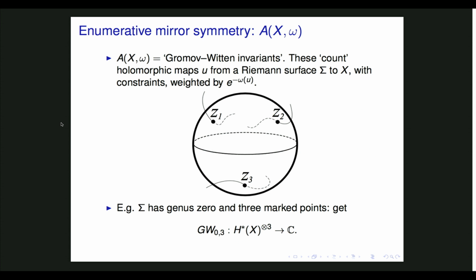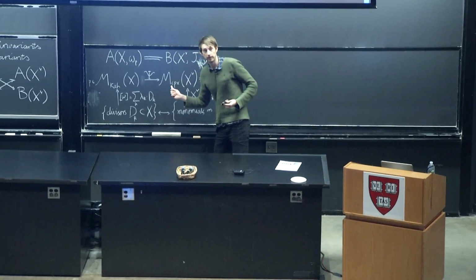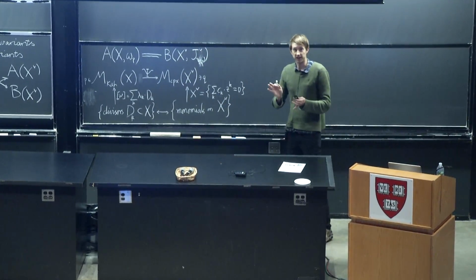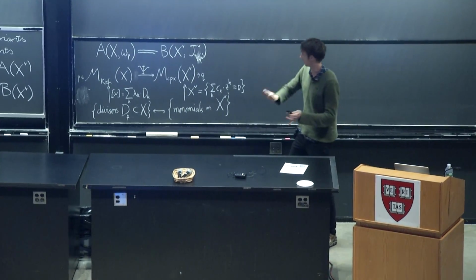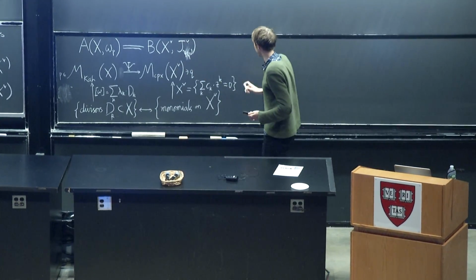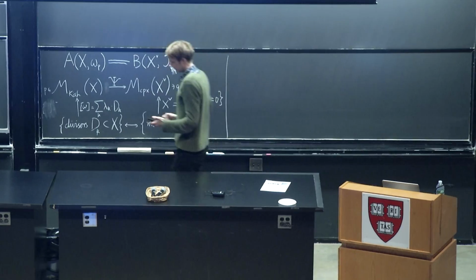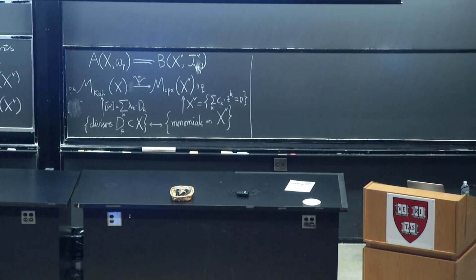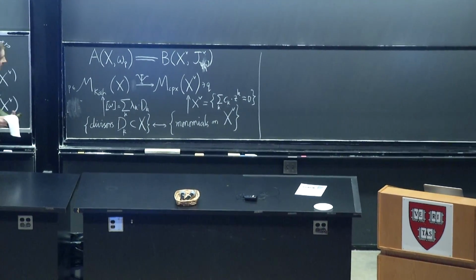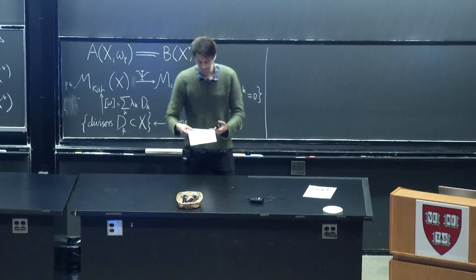So now that I've explained to you how the parameters on which our invariants depend correspond to each other, I'm going to start telling you about the invariants themselves, these A of x omega and this B of x check. So I'm going to make a kind of chart of the different kinds of invariants A and B that we consider in mirror symmetry.